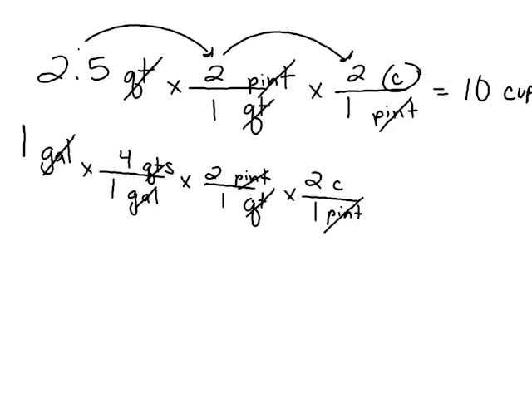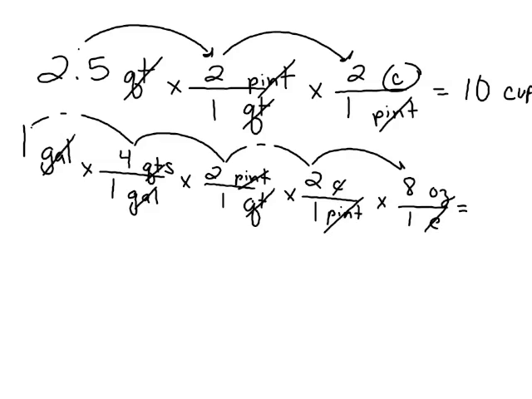Pints cancel. And you go from cups to ounces. Okay, how many ounces in a cup? Cups on bottom, 8 to 1 ratio. In 1 cup, there are 8 ounces. Cups cancel. 1 times 4, 4 times 2, 8 times 2, 16 times 8, 128. What's the unit? Ounces. 128 ounces in 1 gallon.